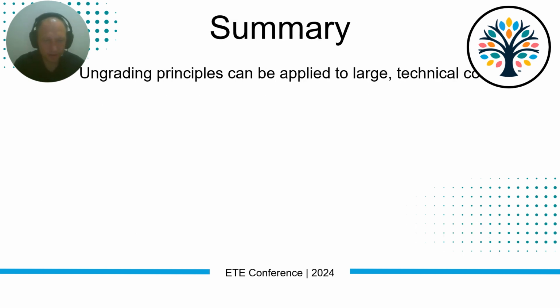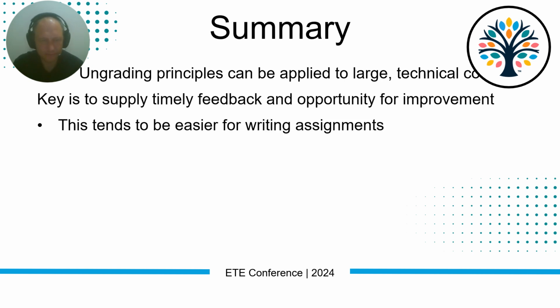So my summary: we really can apply the ungrading principles to large technical classes or large technical content. The key is to supply the timely feedback and opportunity for improvement. This tends to be easier for writing assignments. If you're doing a writing course, that's where all the examples seem to come from.